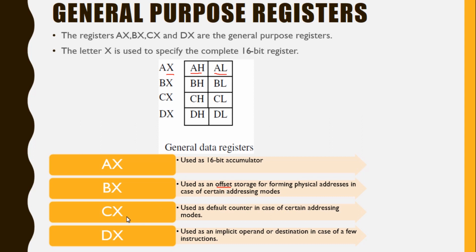The third is CX. It is used as a default counter in case of certain instructions. Counter means for increment and decrement of the values. DX is used as an implicit operand or destination in case of a few instructions. Implicit is again an addressing mode. Here implicit means that it implicitly specifies an effective address for either the source or the destination, it may be data.